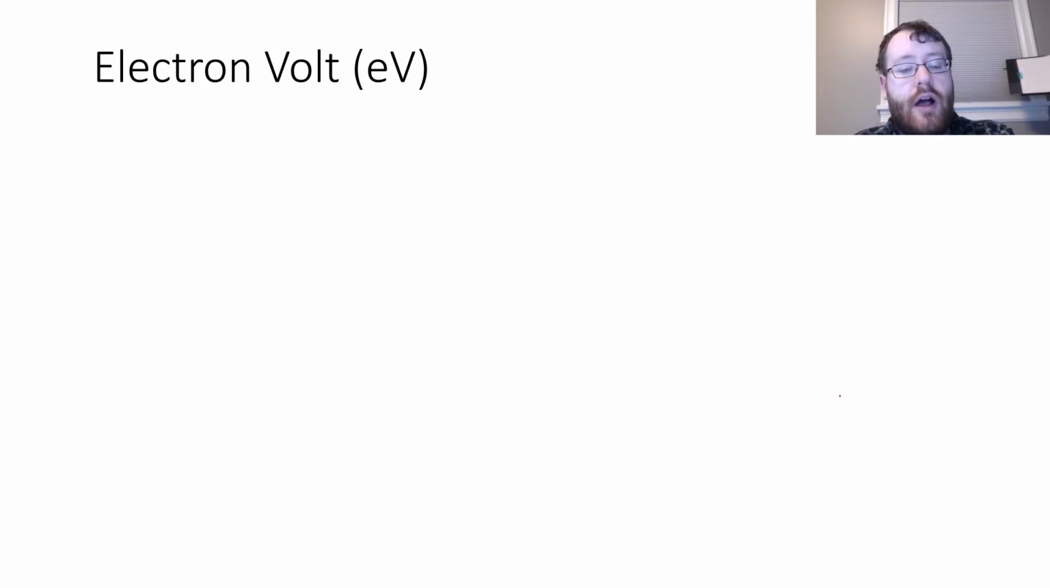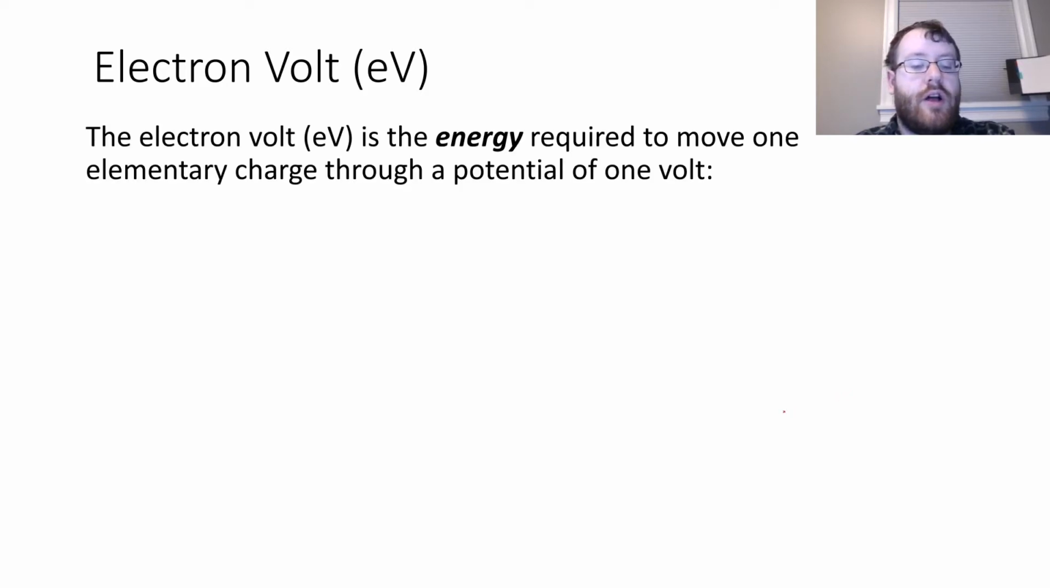Okay, now we're going to be looking at the electron volt. The electron volt is a certain unit, so it's not an SI unit. It's instead a unit for energy. So the electron volt is a unit for energy, not a unit for potential difference. And it is the energy required to move one elementary charge through 1 volt.